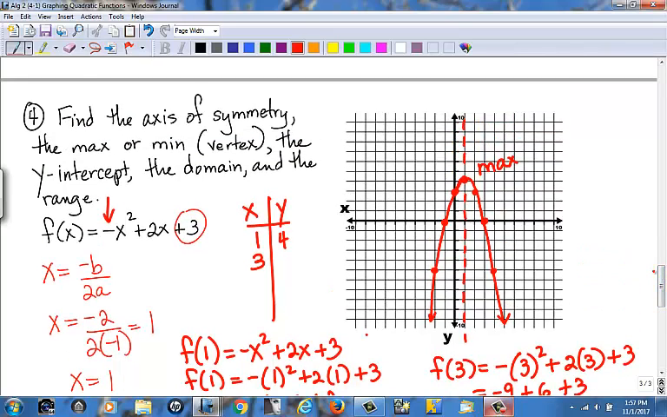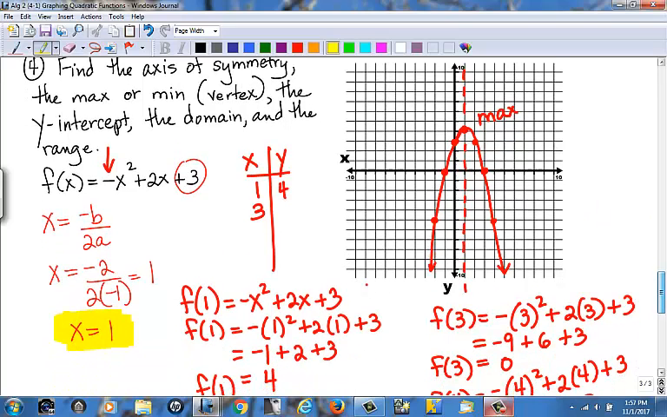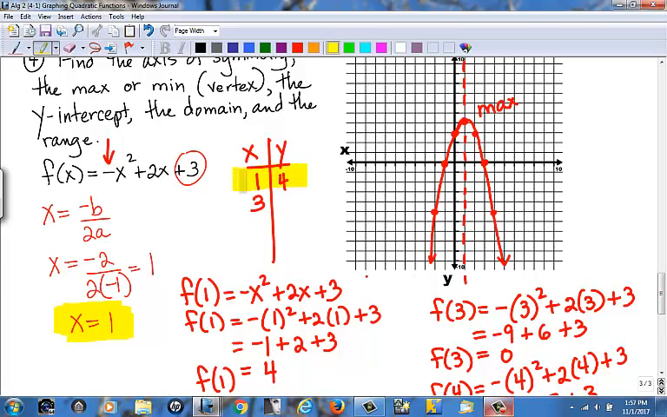We have found the axis of symmetry. Highlight it, do something for your grader. That's your axis of symmetry, and for all these, it's going to be x equals a number. So our max would be positive 1, 4. This is our max. That's also the vertex, same thing. The y-intercept was 3. And remember, the y-intercept is always the c value.